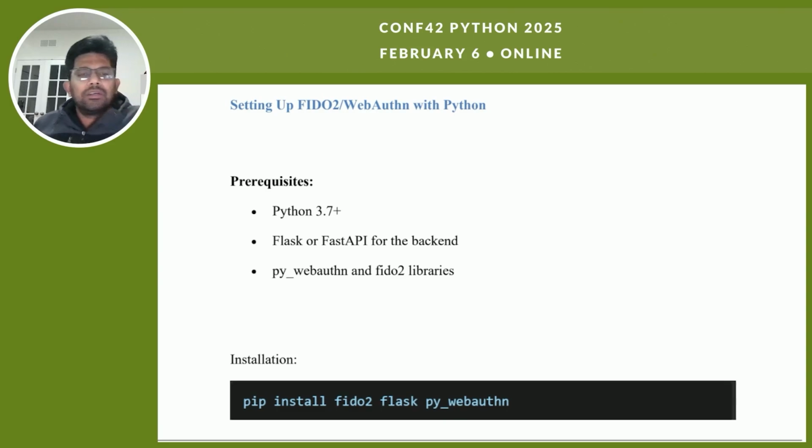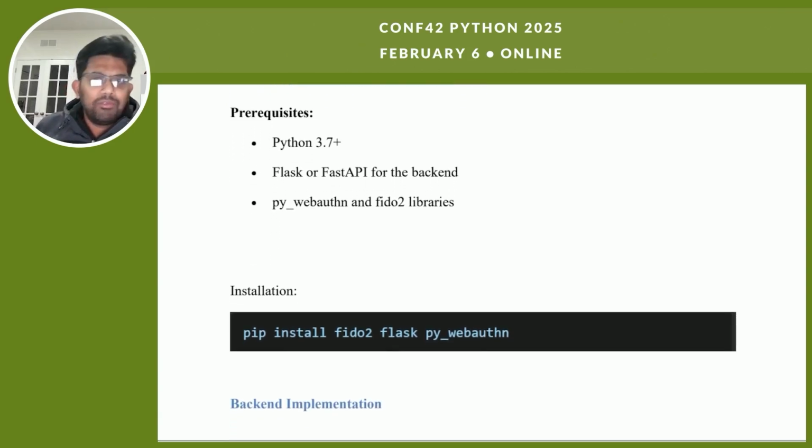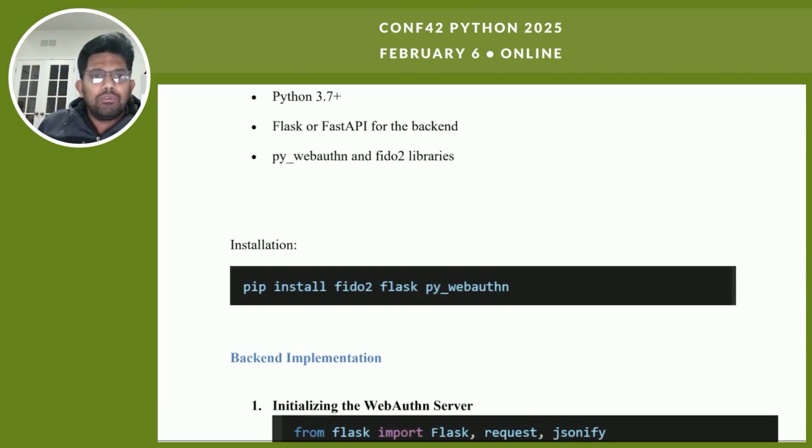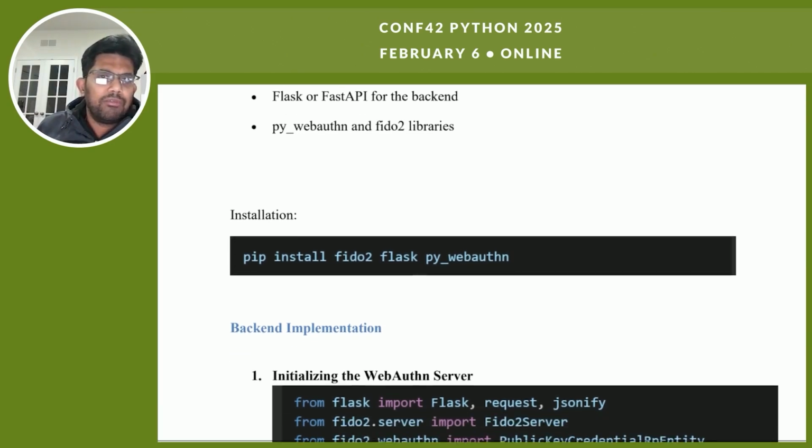So let's take a step and see how we can set up FIDO2 WebAuthn with Python, right? We do have many cloud providers out there. The steps I'm going to show now will work with pretty much all the famous cloud providers, which provide WebAuthn and FIDO2 capabilities. So the prerequisites are that you need Python 3.7 plus. Anything higher than 3.7 would do the job. And then you need either Flask or FastAPI for the backend. And we also need to download the Python libraries for WebAuthn and FIDO2.